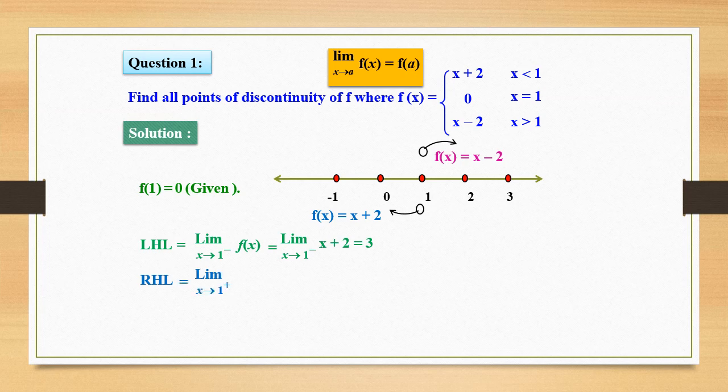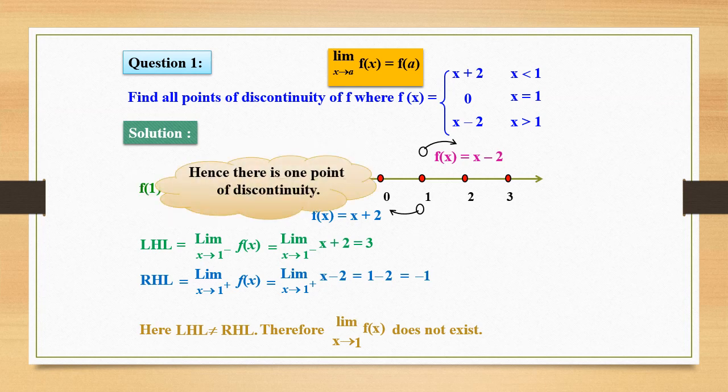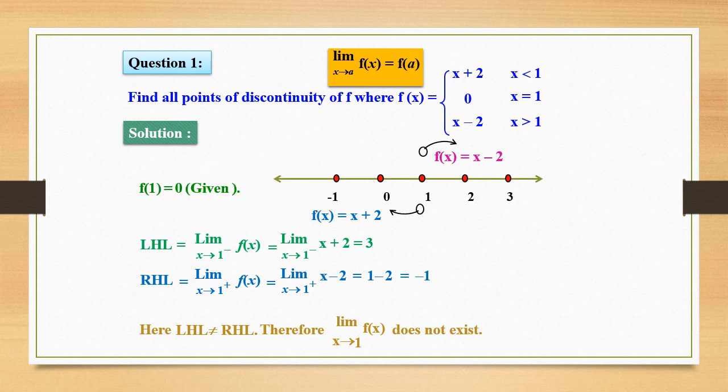Next, RHL. Limit of f of x as x tends to 1 plus, which equals limit of x minus 2 as x tends to 1 plus. On simplifying, we get 1 minus 2, which is equal to minus 1. So again we can observe that the LHL is not equal to RHL. Therefore the given function is not continuous at x is equal to 1. Hence there is one point of discontinuity, and that is 1.